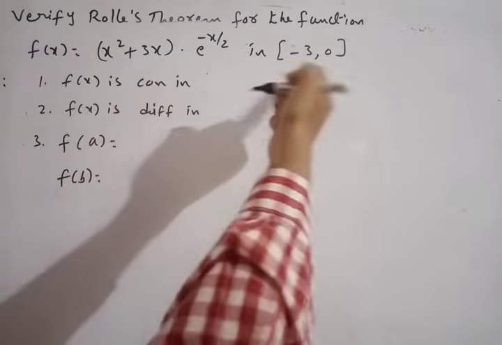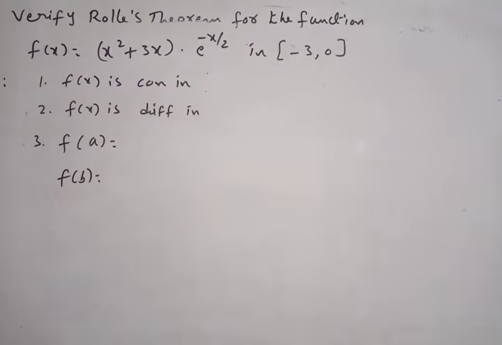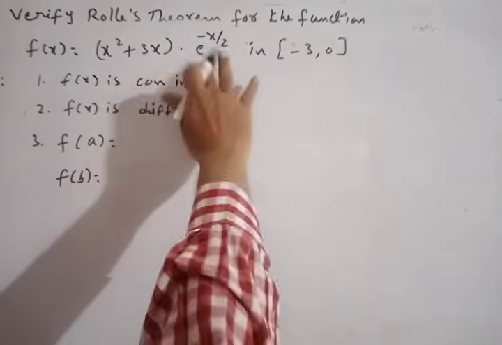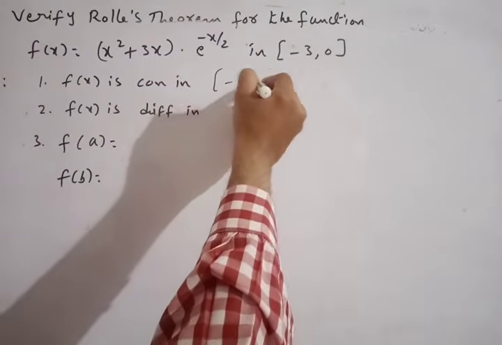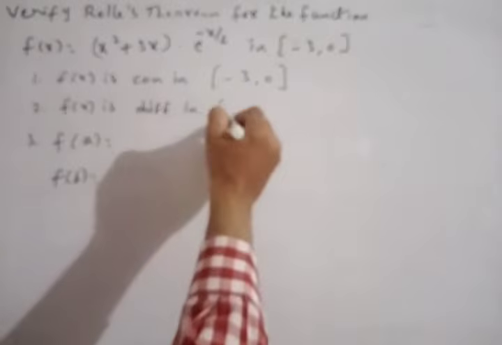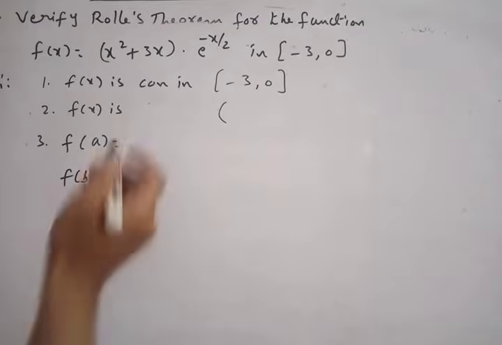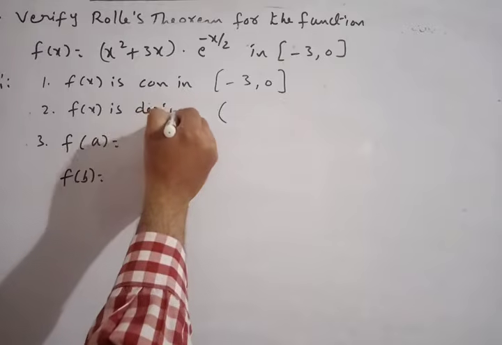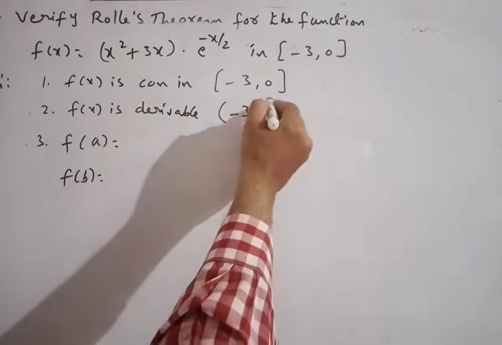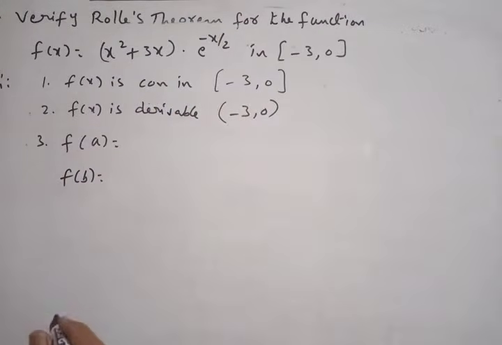So write in closed interval [-3, 0]. What we have to do, first of all: f(x) is continuous in the closed interval [-3, 0]. Second point, f(x) is derivable, or differentiable, in the open interval (-3, 0). Now what you have to find is f(a).